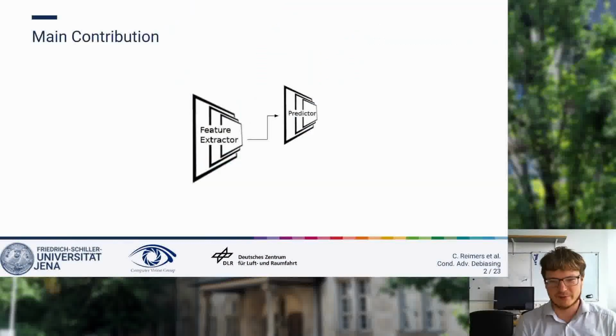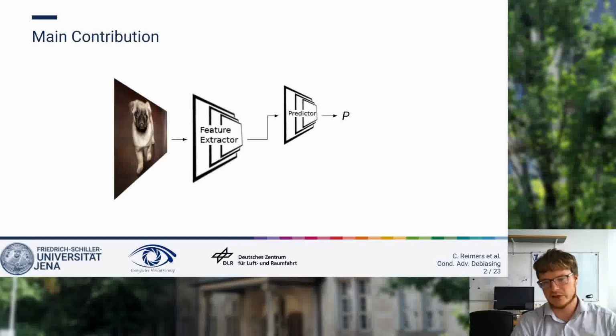So let me jump in with the main idea straight away. In debiasing, we want to stop the network from extracting a specific feature. Therefore, we first divide the network arbitrarily into a feature extractor and a predictor. An image is fed into the feature extractor that calculates the representation. This representation is given to the predictor part of the network, and that makes a prediction.